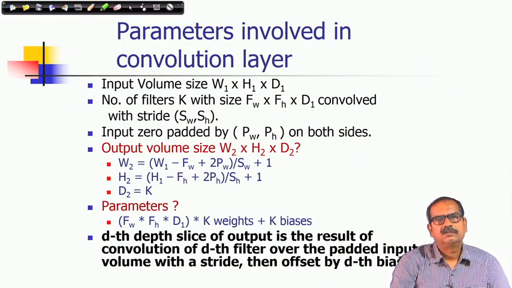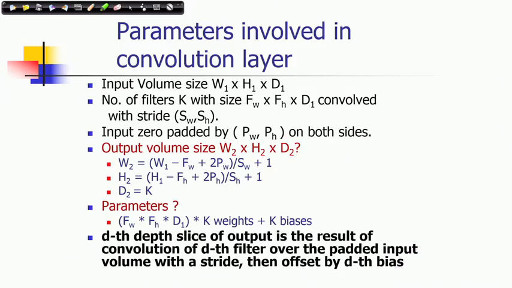So, the summary of this particular operation is that the dth depth slice of the output is a result of convolution of the dth filter on the padded input volume with a stride and then offset by the dth bias.